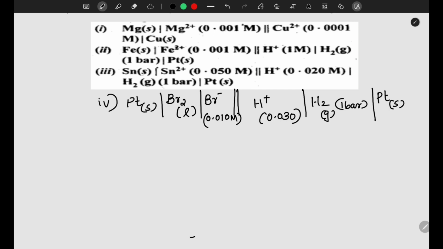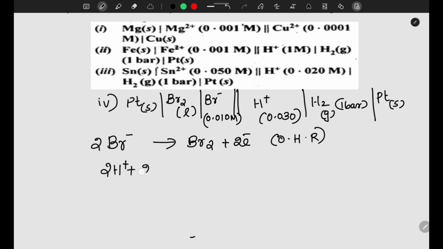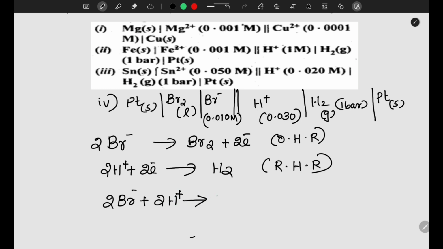Next question, Pt / Br2 / Br minus, H plus / H2. Here both are written in terms of reduction. So let us write the oxidation half equation. Br minus to Br2. 2 Br minus gives Br2 plus 2 electron. That's the anode reaction. That's the oxidation half reaction. And 2H plus 2 electrons gives H2. That is the reduction half reaction. Now let us write the overall equation. 2Br minus plus 2H plus gives Br2 plus H2.